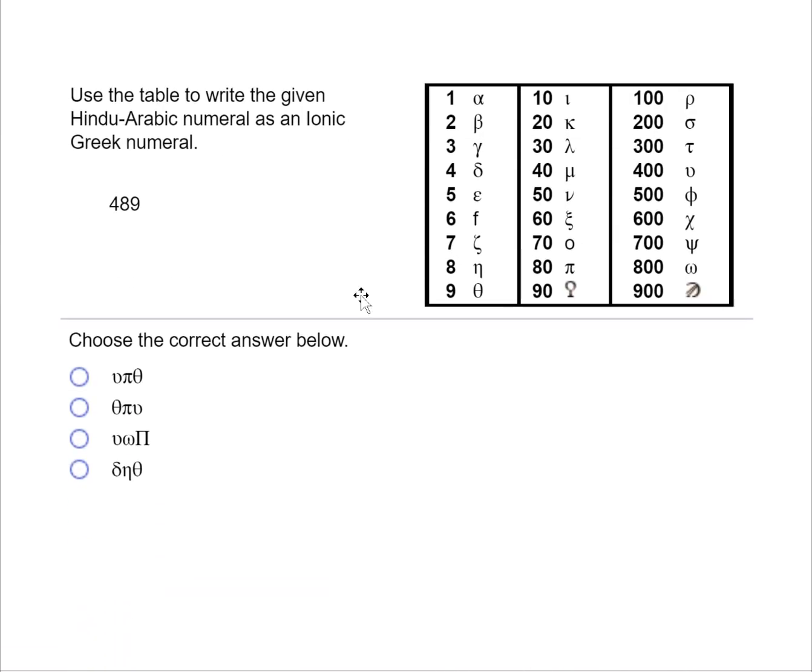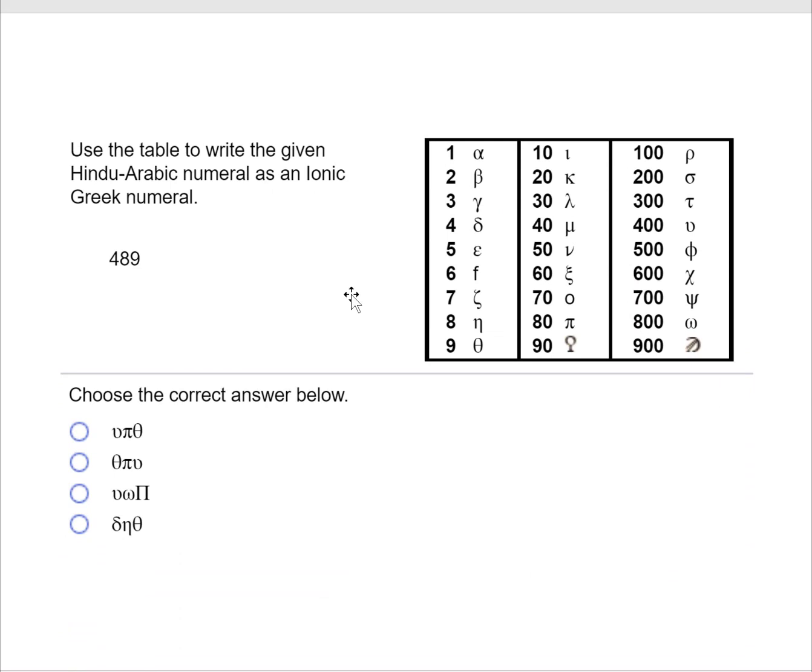And then let's go the other way. Let's go from Hindu Arabic to the Ionic Greek. And so first we need a symbol for 400, which is right here. And then we need the 80. And then we need a 9. So if we look at our answers, we wanted to start out with this symbol that looks like a V. So it looks like I can eliminate the second and the fourth one. And then I needed a pi, which is actually the first choice.